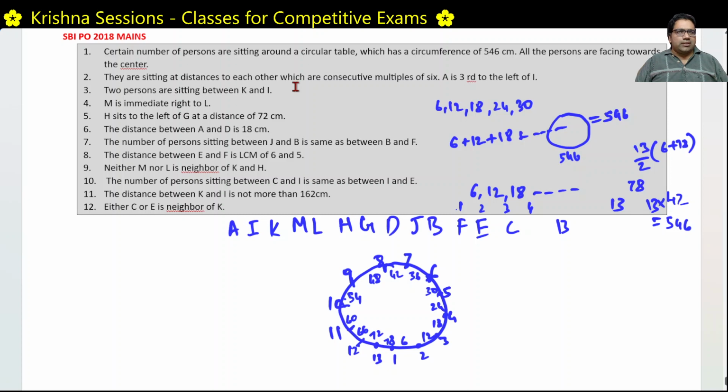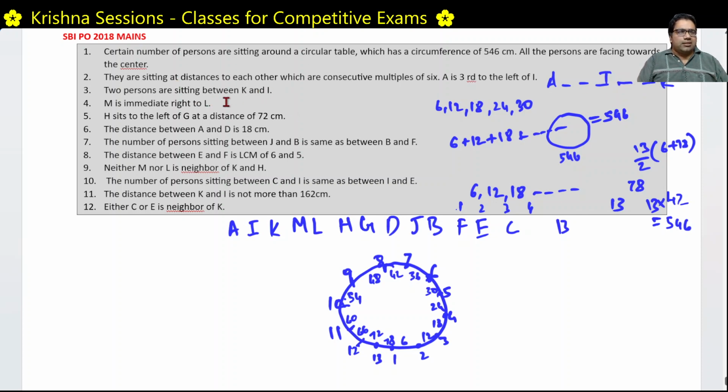Two persons are sitting between K and I. Either K first or I first. So A is sitting third to the left of I: 1, 2, 3. And two persons are sitting between K and A. What does that mean? A is anyway sitting on the left side, so K has to sit on the right side only. There is no other option. This structure we are clear. Two persons sitting between K and A.